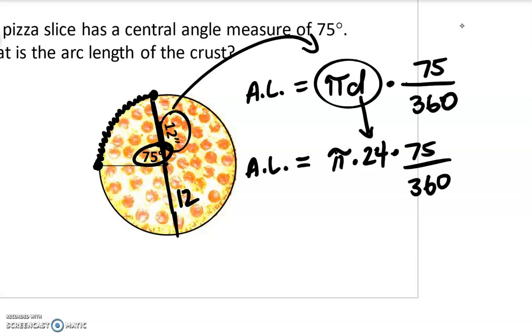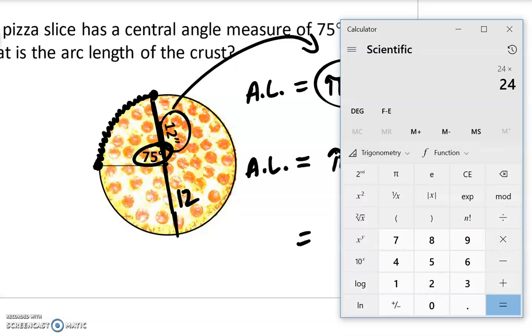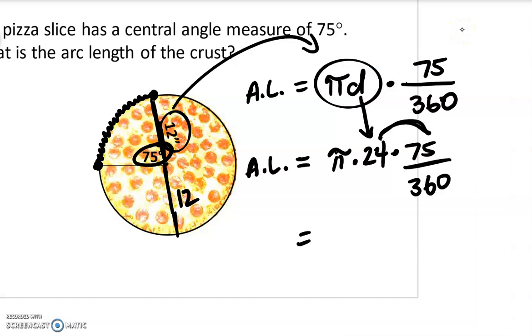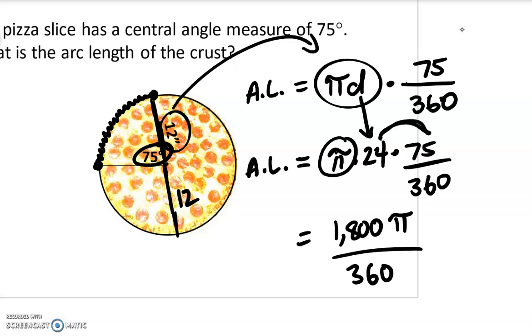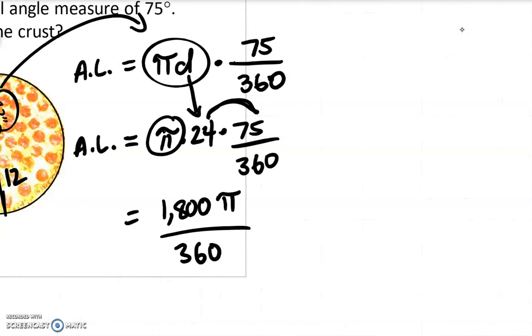Let's simplify this a little bit. So we're going to have 24 times 75 right here. Let's pull up our calculator. 24 times 75 gives me 1,800. And then we have to multiply it by pi. We're going to put that in the back, so we're going to put the number first. So 1,800 pi over 360.